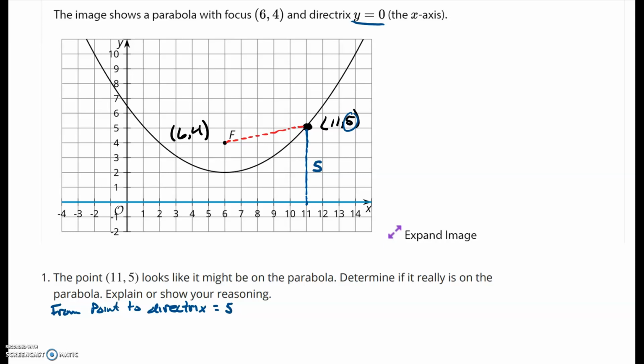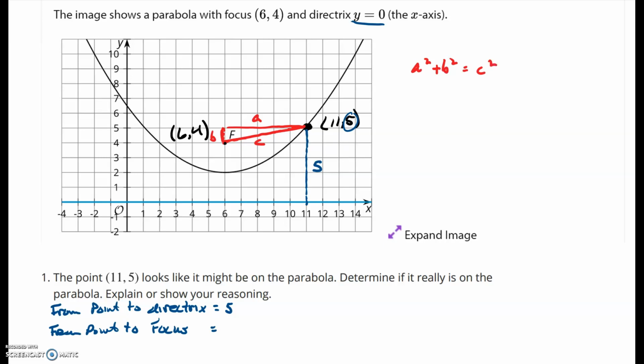Now I need to find the distance from the point to the focus. I've got to see that distance, and I hope it needs to be 5. In order to find that distance, I can do the Pythagorean theorem. If I create a right triangle here, the legs are a and b, and the hypotenuse is c. I need to find that distance c. So a squared plus b squared must equal c squared.